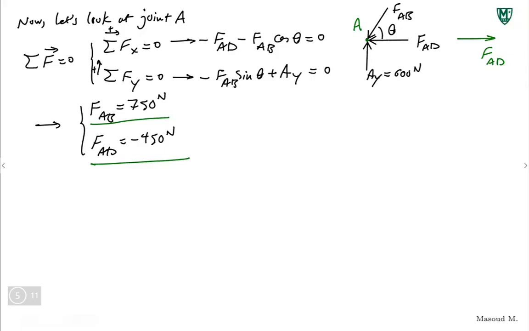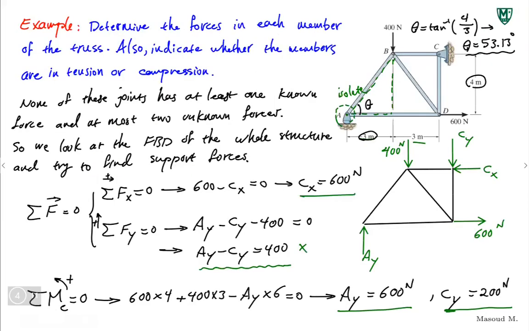So far, we got two members, one of them by inspection, the other one we figured out from the free body diagram, the direction of force in each member, or whether that member is under tension or compression. Right. Let's now go to another joint. Let's go to this joint, joint C. All right, let's do this one.